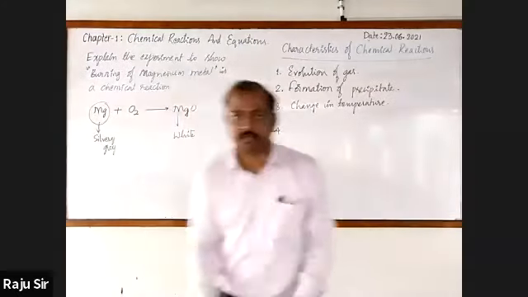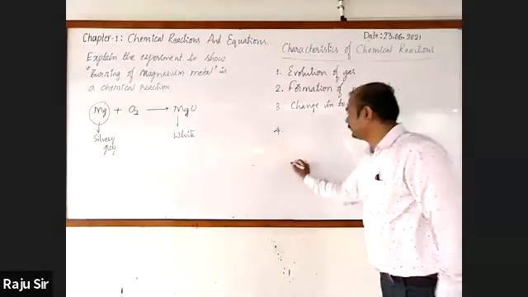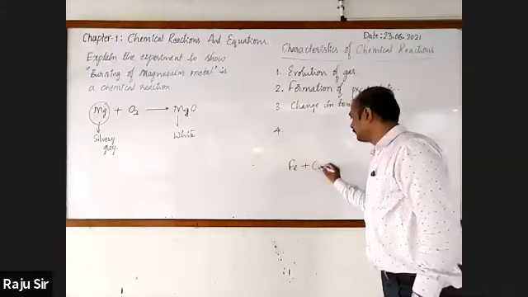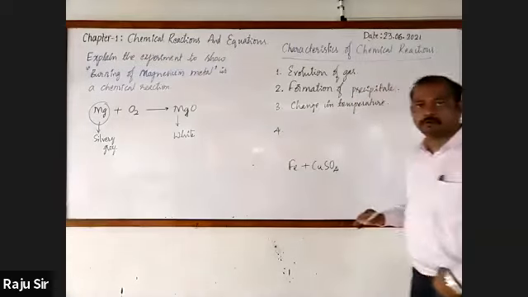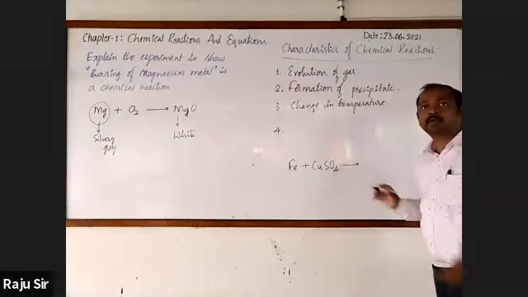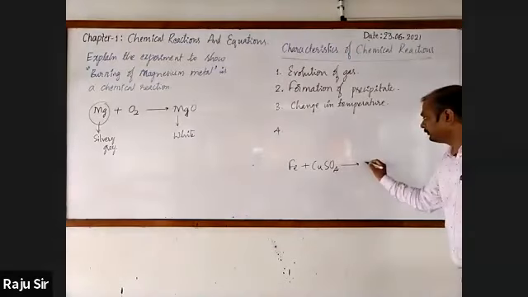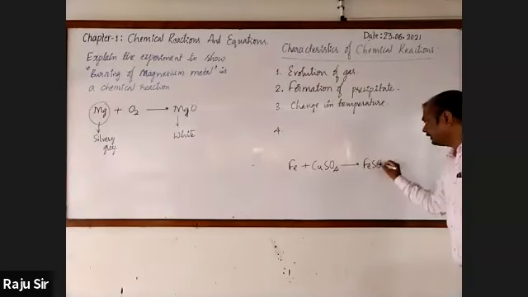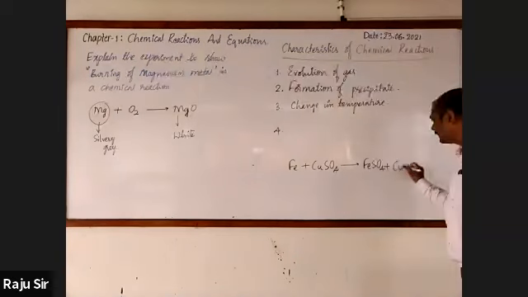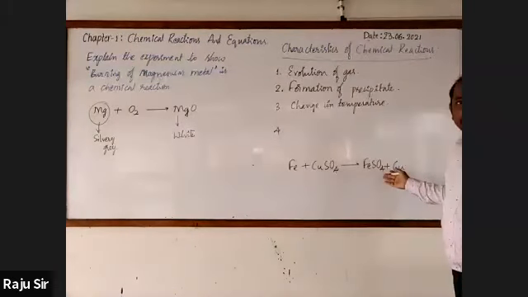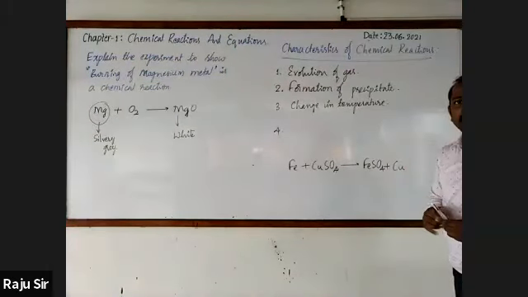That can be written like this. Iron, it is Fe. Copper sulfate, CuSO4, copper sulfate solution. They undergo chemical reaction and form iron sulfate, FeSO4. Then copper gets separated, which is coated on the iron nail.